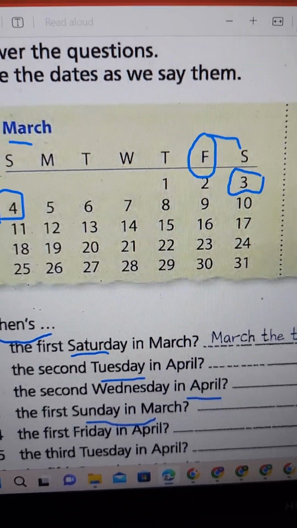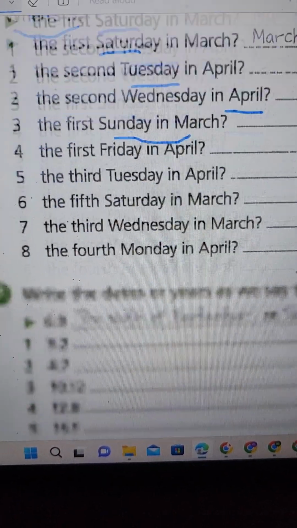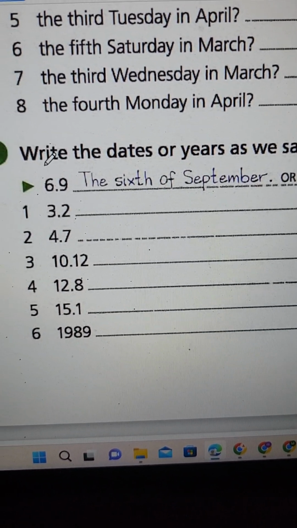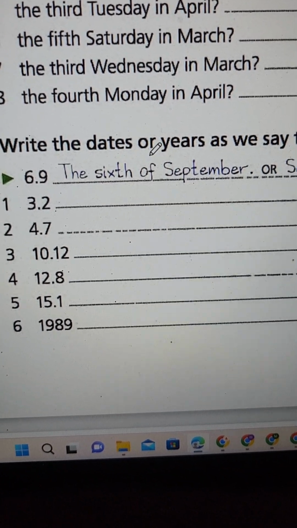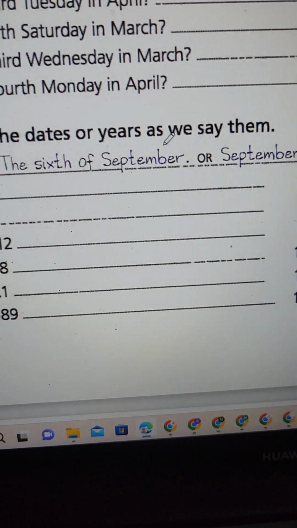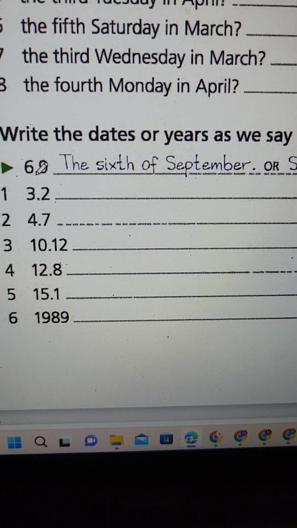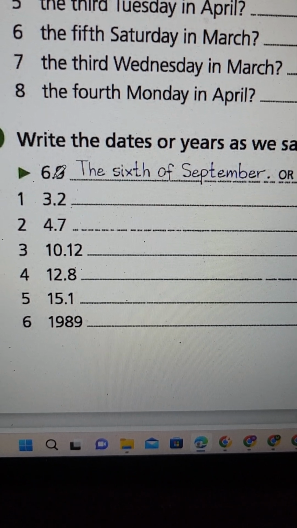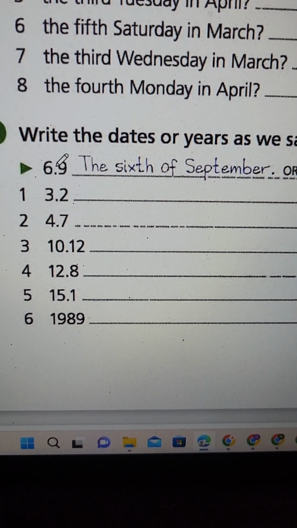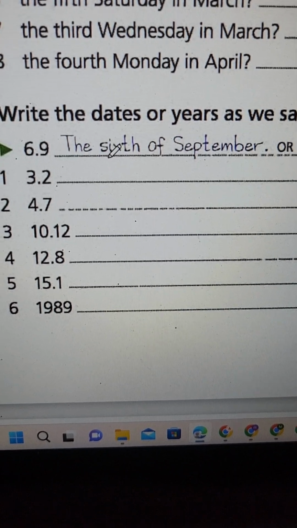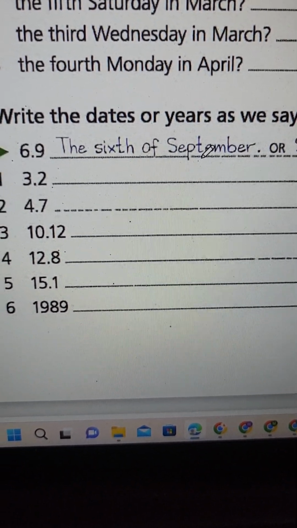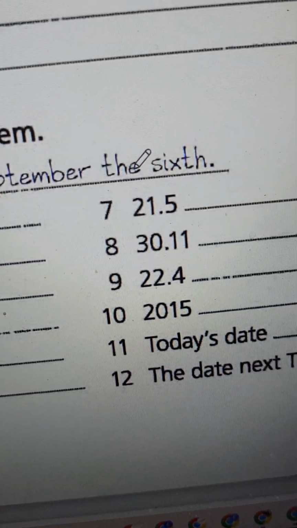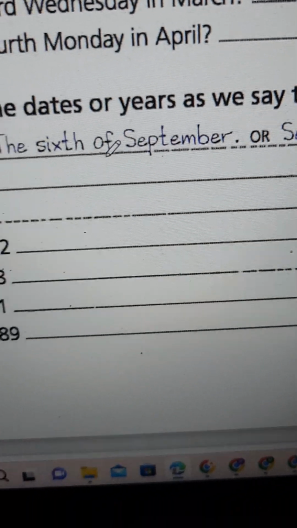Correct. Let's go to the last exercise. The last exercise is about the dates. Here, write the dates or years as we say. 6th of September. 9 is September. Day is the 6th. So you can say the 6th of September or September the 6th. So 2 ways to say that.